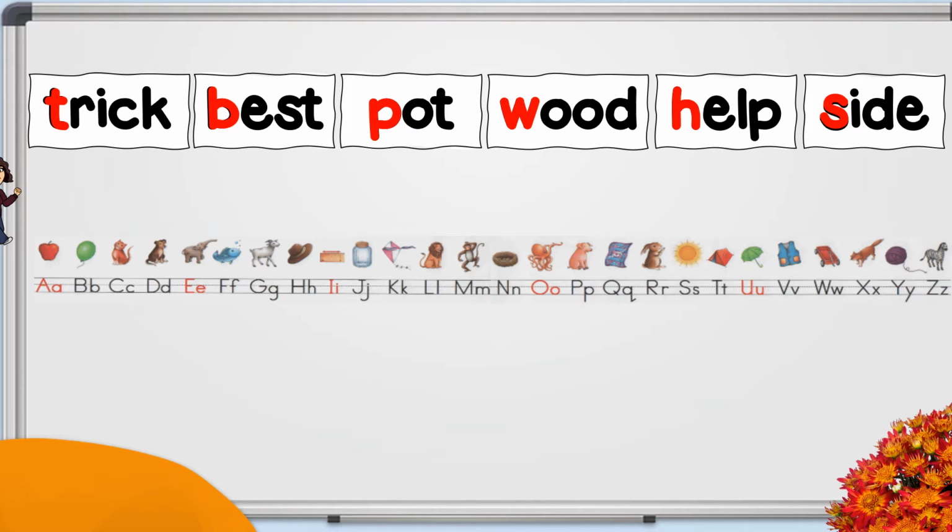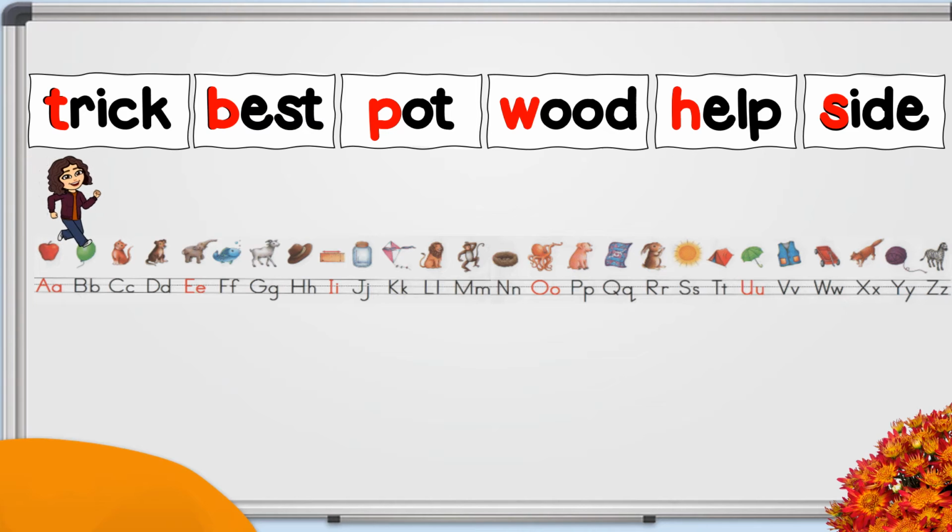Now that we know which letters are our guide letters, we can put these words in alphabetical order using just those letters. It doesn't matter what the other letters in the words are. So we're going to go through our alphabet, and each time we say a letter, we're going to quickly look up at our guide letters to see if that letter is here. Here we go.